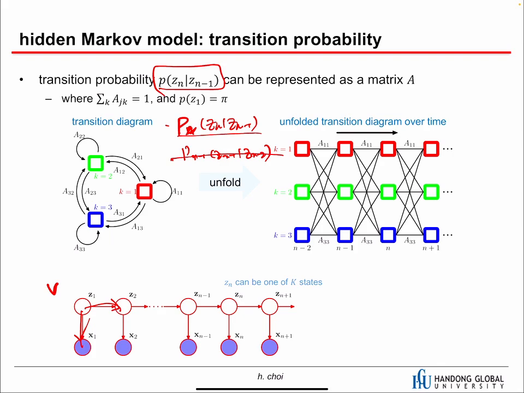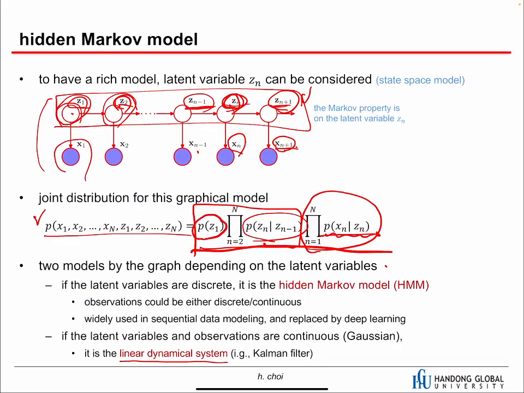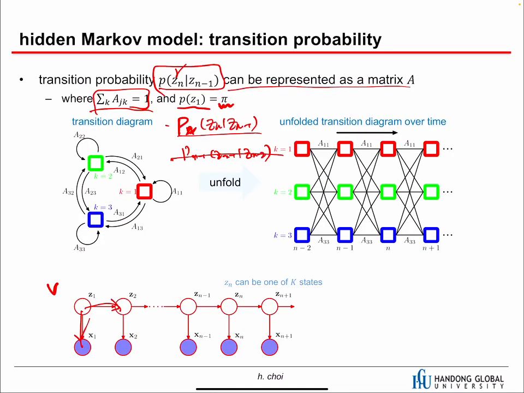Since these are discrete, this can be represented as a matrix A. Obviously it should be a probability, so the sum should be 1. And the first hidden state, P of z1, is pi. This one is different: P of z1 is different from the other transitions. So we need this as one parameter, and then A is the transition matrix. So we need two parameters here.